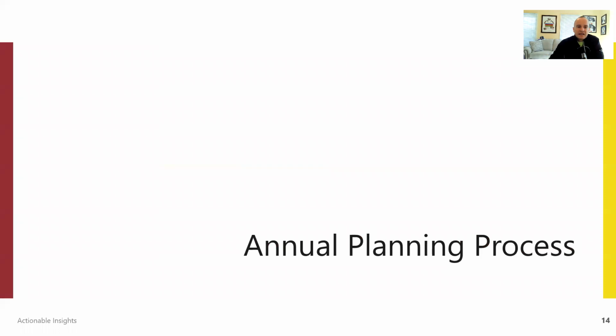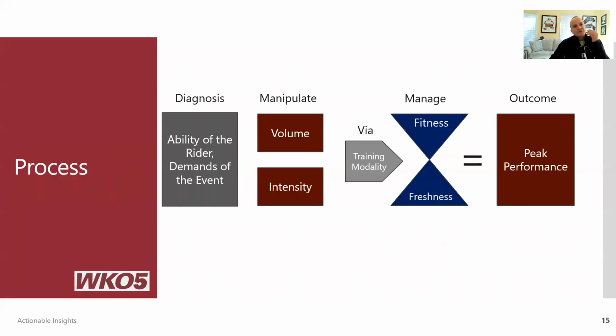So when we start thinking about the annual training process, here's how I put it together in my fancy PowerPoint image making, I guess. When I look at it as a process, there are five key things you're thinking about. You're thinking about a diagnosis, and that always starts with the ability of the rider and the demand of the event. Then we move on to manipulation. In coaching and training, you are manipulating elements of athletic stimuli, or dose, or prescription, in an attempt to produce a certain result.